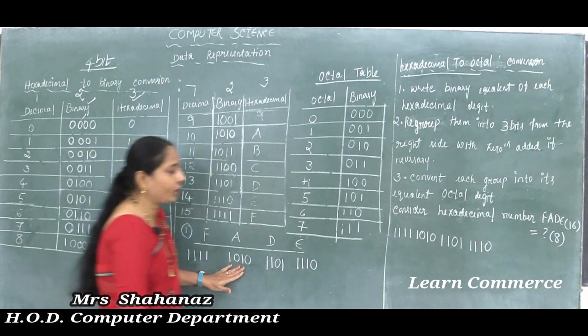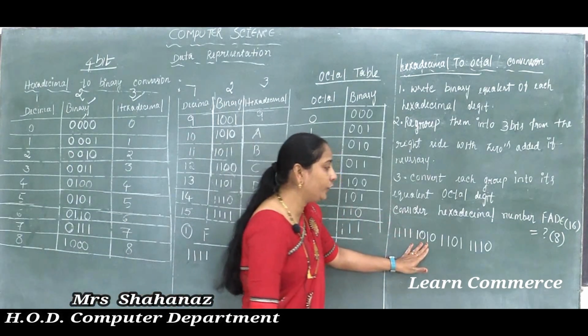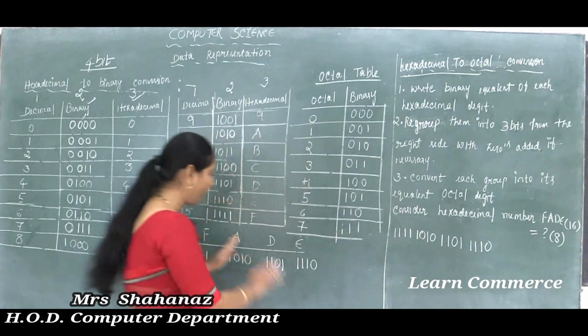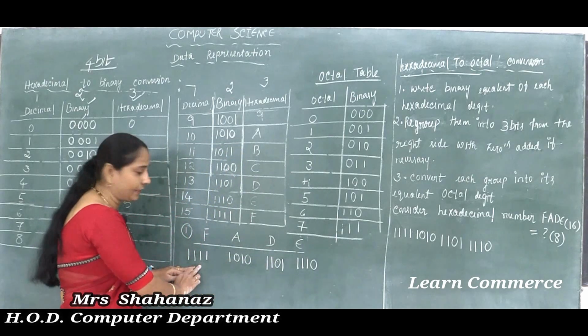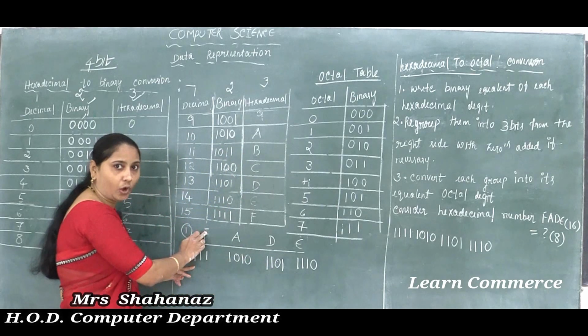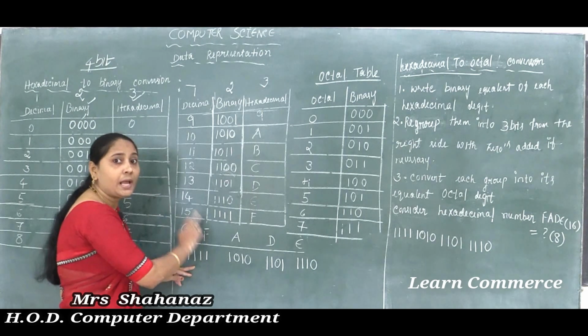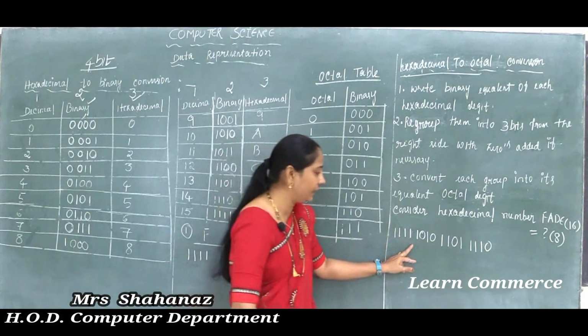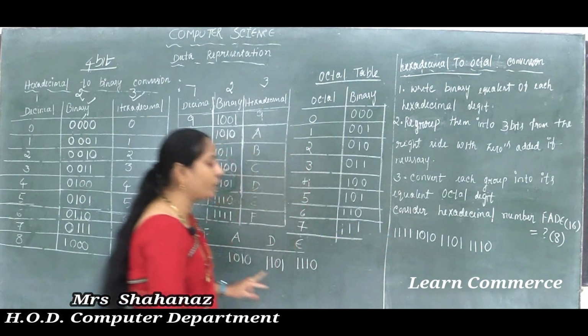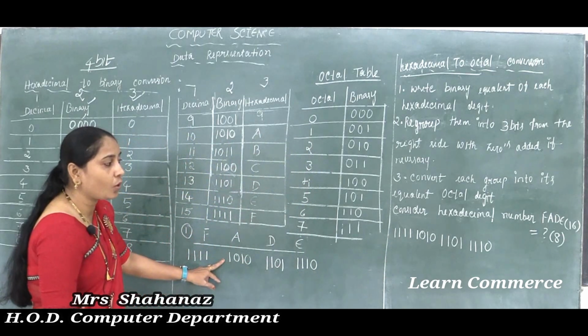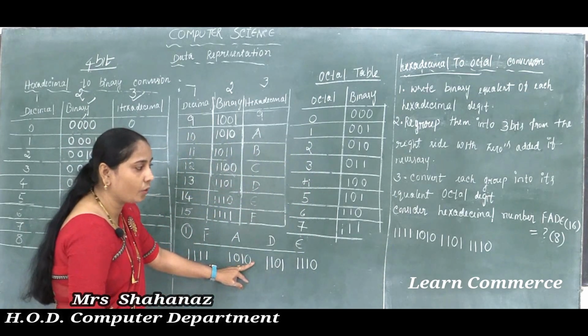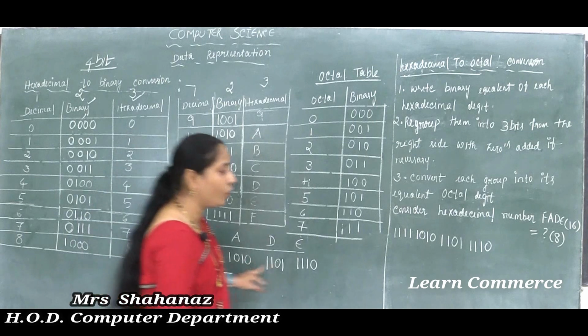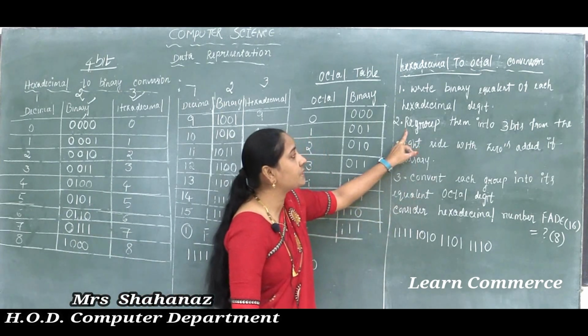Clear this point? Now again I need to write this number. Whatever the number is, I completed it by using the binary equivalent of each hexadecimal digit. The same value I wrote here: 1111, 1010, 1101, 1110. Now go to the second step.